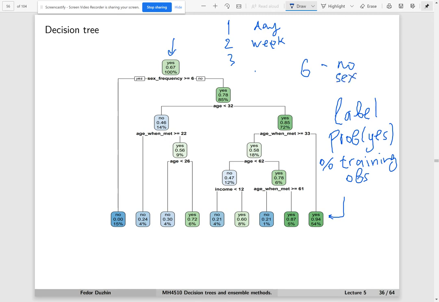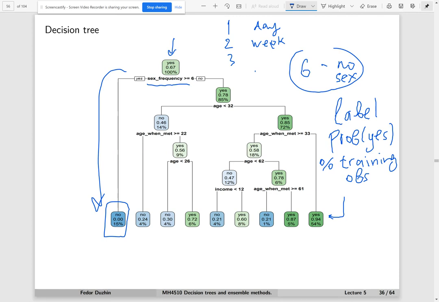Right, so the sex frequency is kind of the inverse sex frequency, so to say. What this first split tells us is that if sex frequency is bigger than or equal to 6, it means that they don't have sex. Then they're definitely not married. And this makes perfect sense, right? If they do not have sex, then they are not married, and we can be 100% sure of that. And this is what this node tells us.